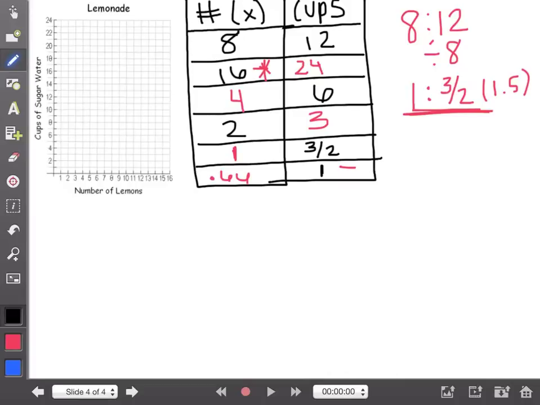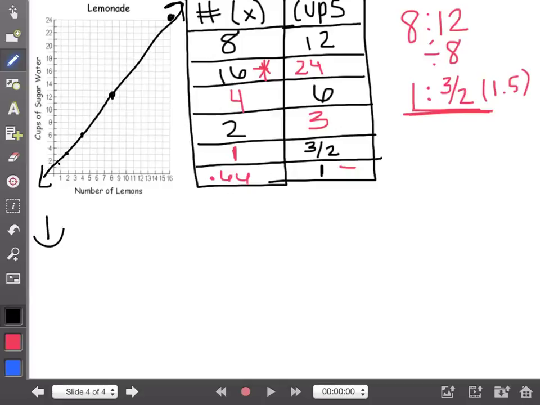So let's graph our points. We're just going to start at the top and work our way down, so they're not going to be in order. We have 8, 12. We have 16, 24, 4, 6, 2, 3, 1, and 1.5, which is about right there. And then the 0.66 and 1, it's going to be very similar, so I'm not going to draw that one. So there is our line.